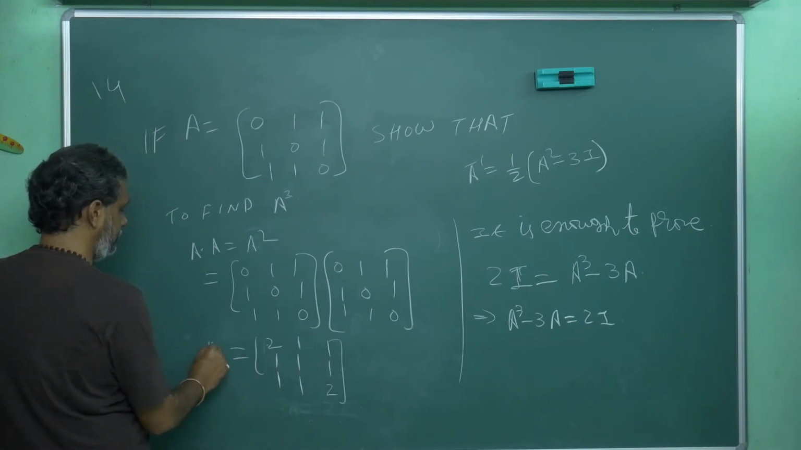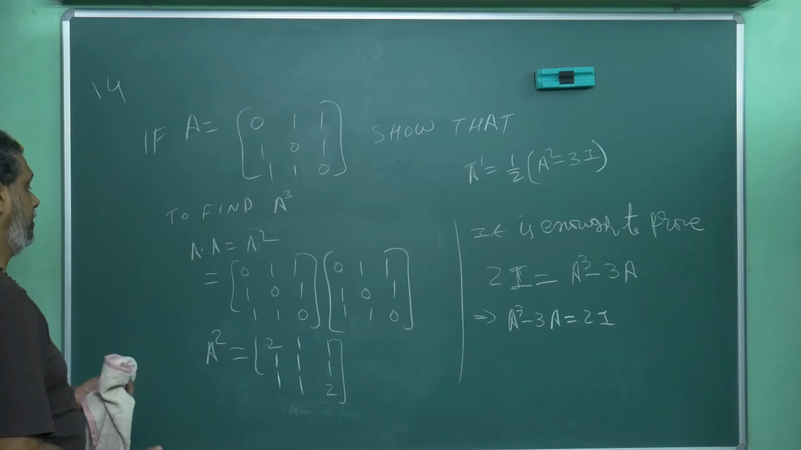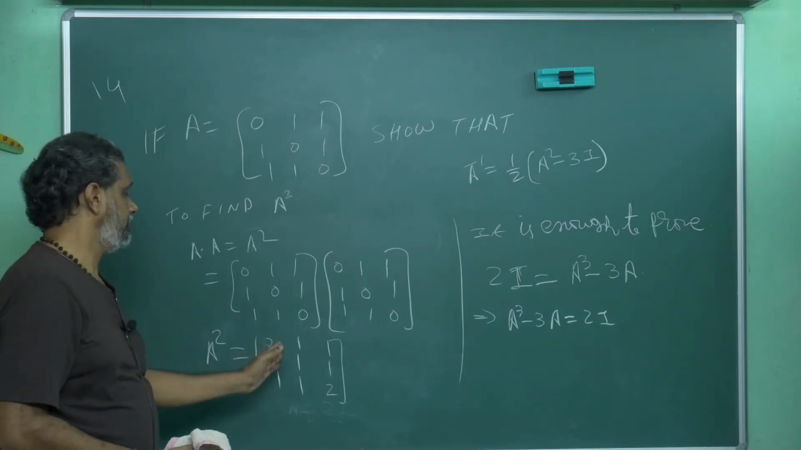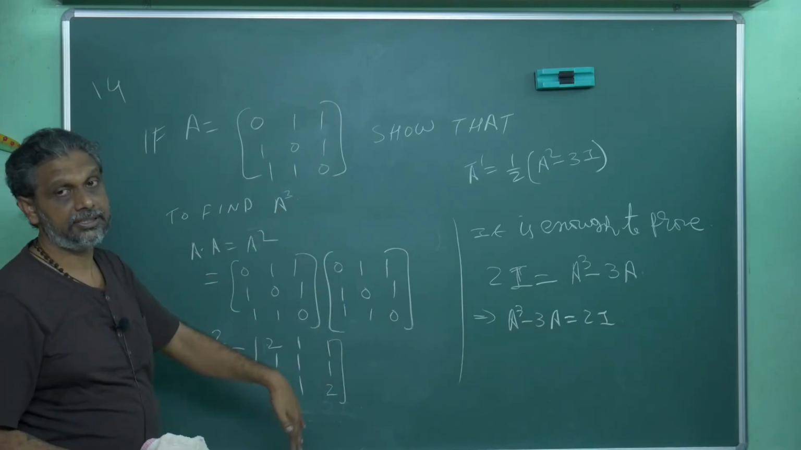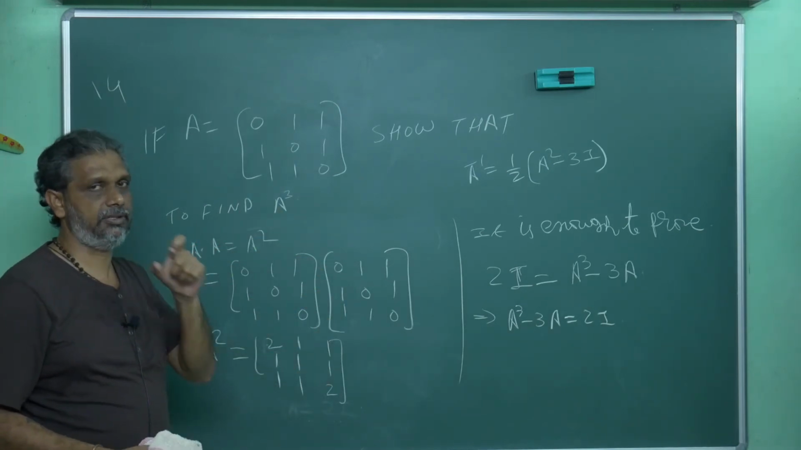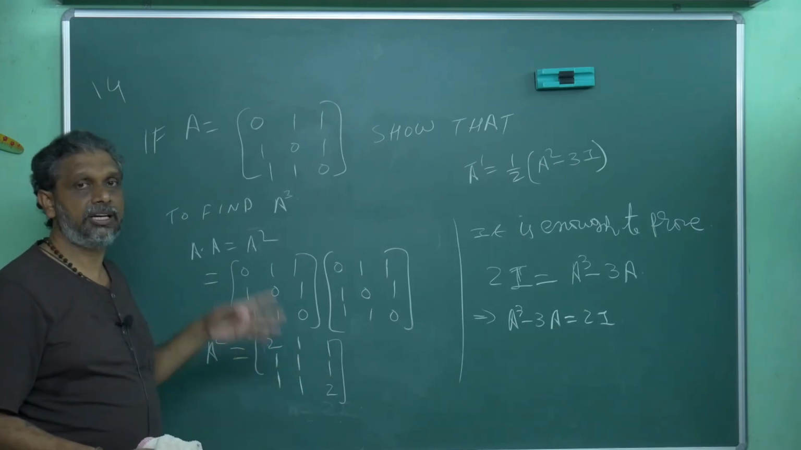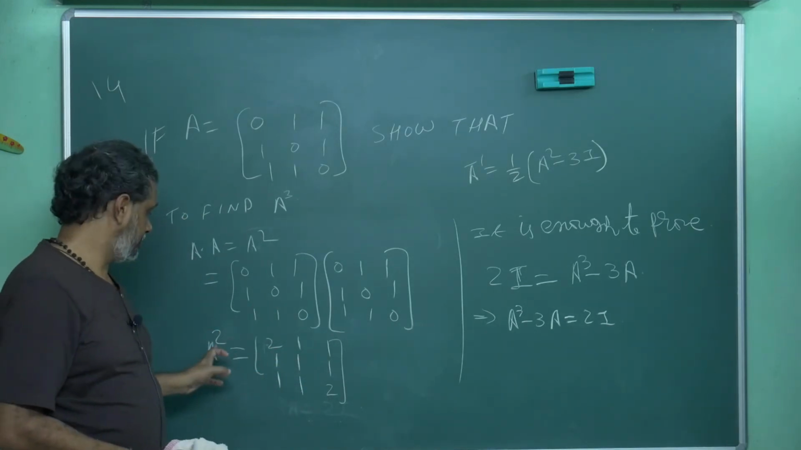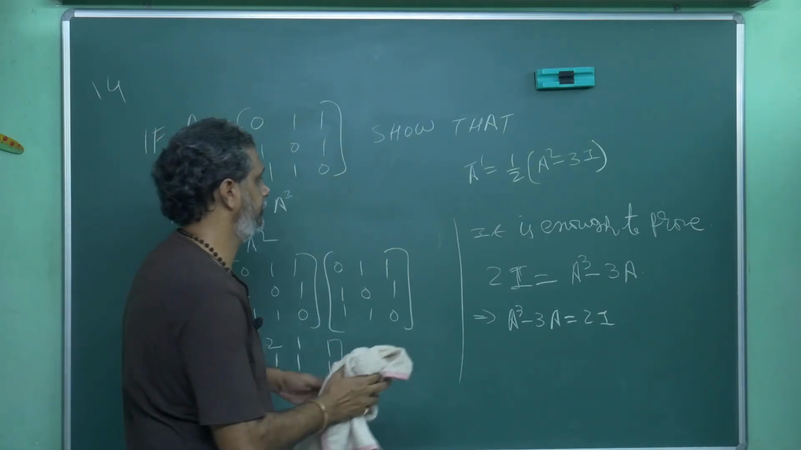Who is this? A square. For A cube, what will you do? A square into A. If you write A square into A, it means A square is pre-multiplication. Suppose A into A square, then A square is on that side. As you like, but how we mention it is very important. Anyway you will get your answer, but don't make mistakes. A square into A means first you write A square, then A.